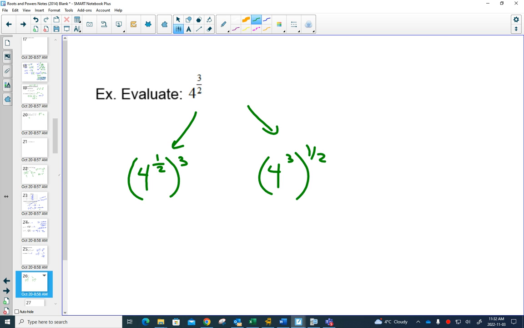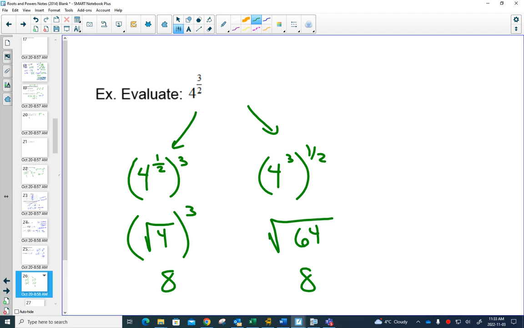Why is this helpful? On this one, this would mean I would have the square root of 4 cubed. And on this one, this would mean I would have the square root of 4 times 4 times 4, 64. What's the square root of 64? 8. What's the square root of 4? 2. What's 2 cubed? 2 times 2 times 2? 8.